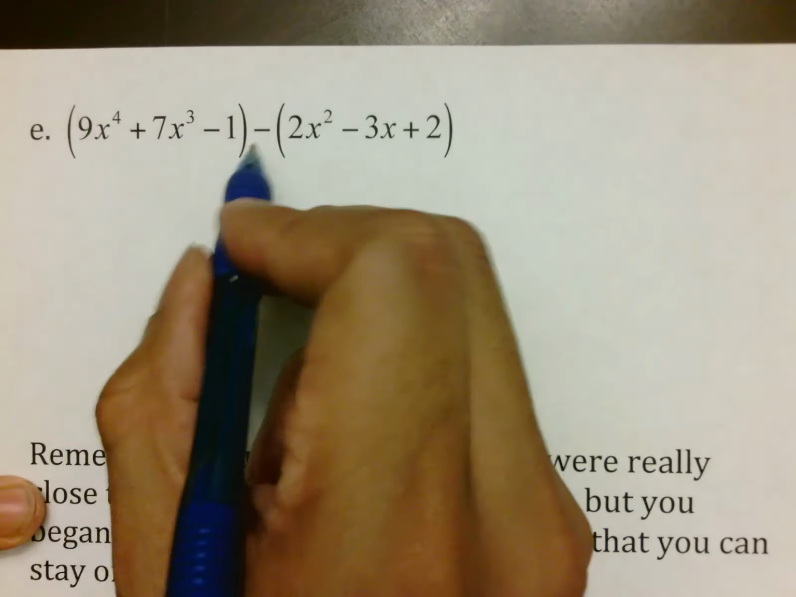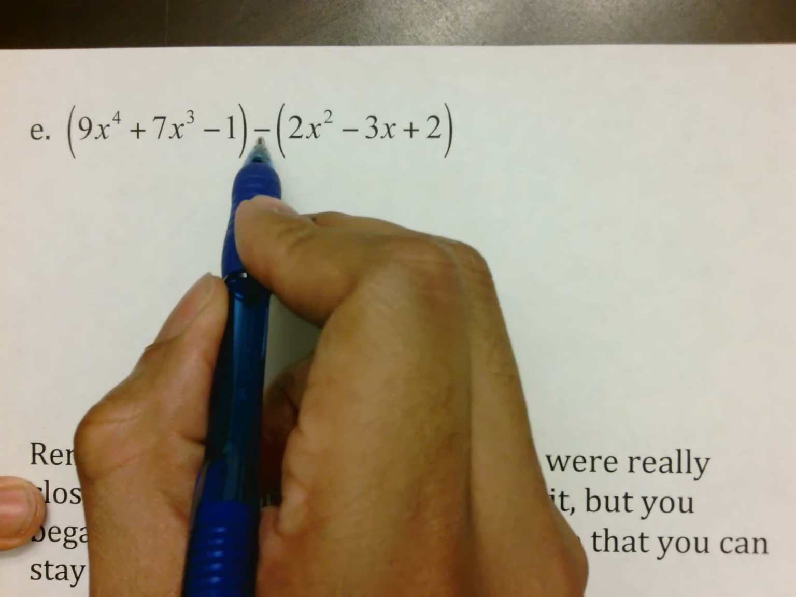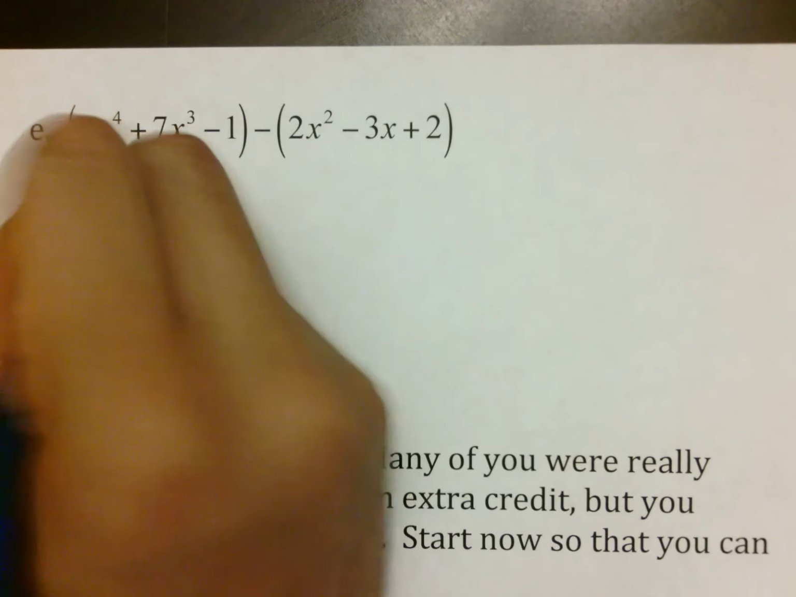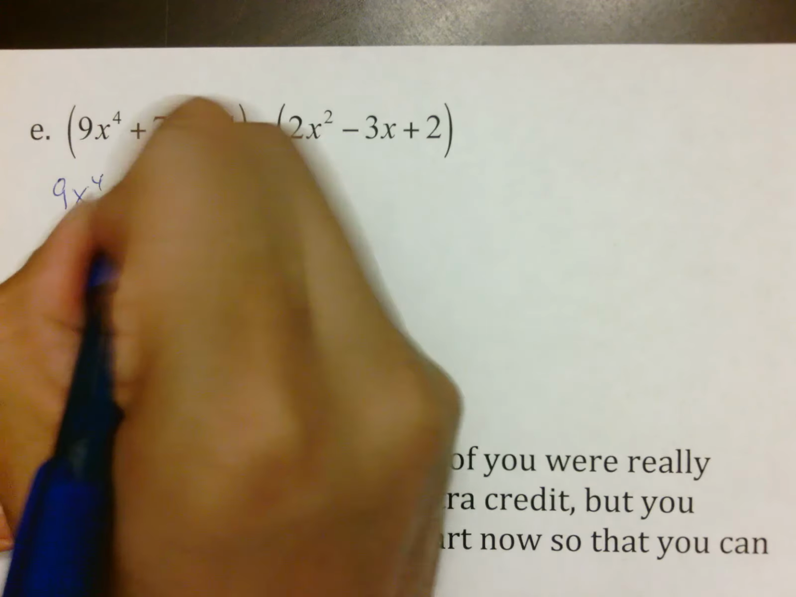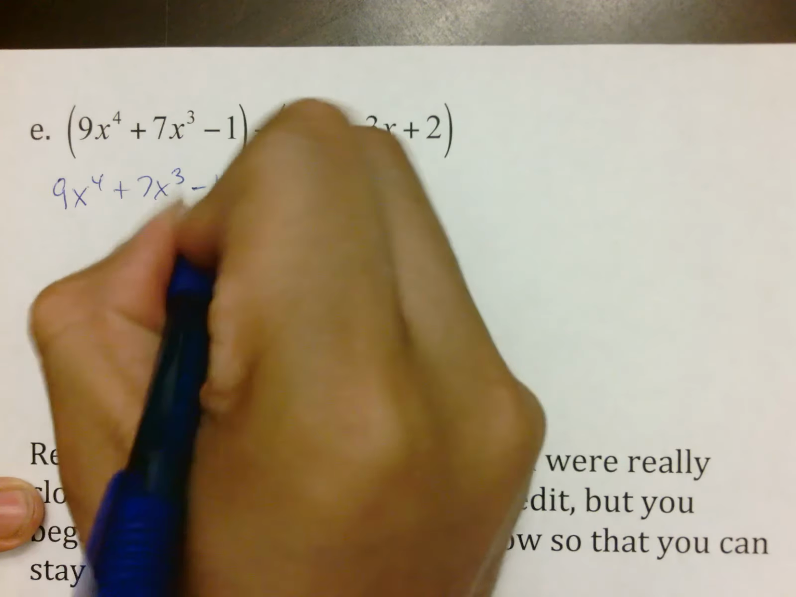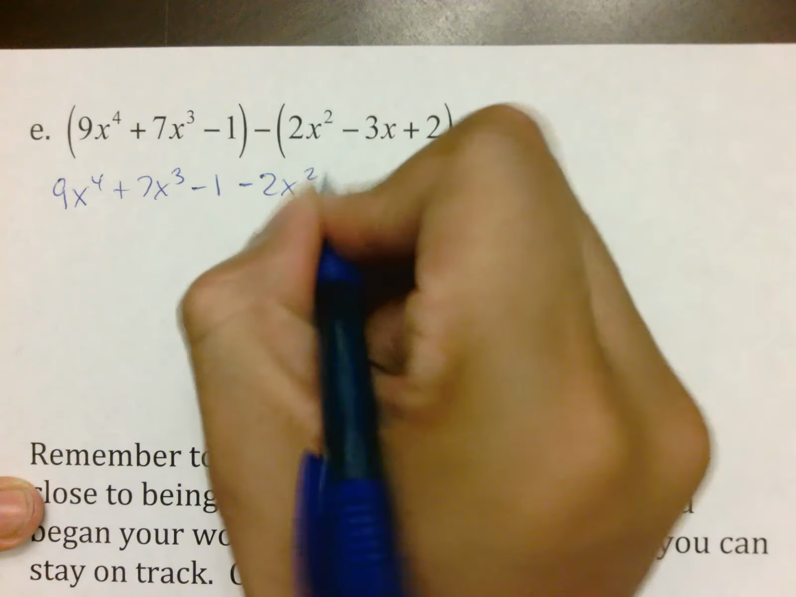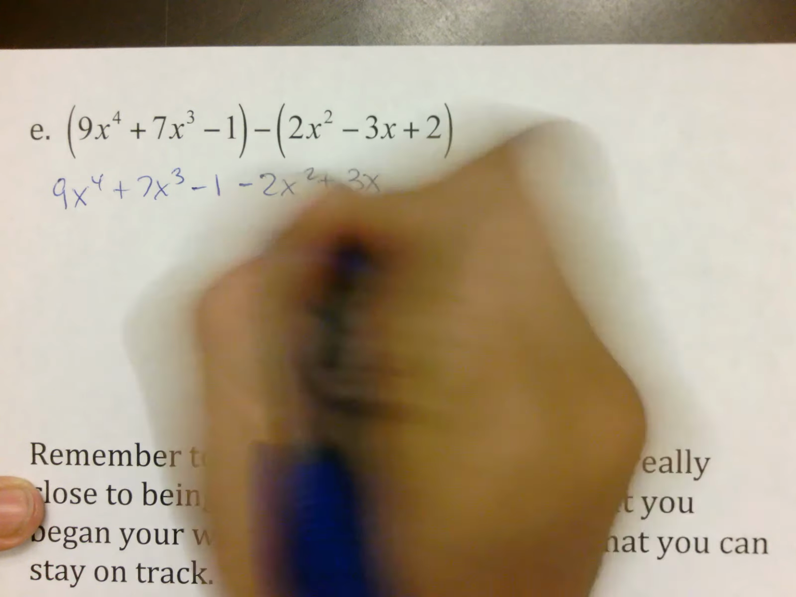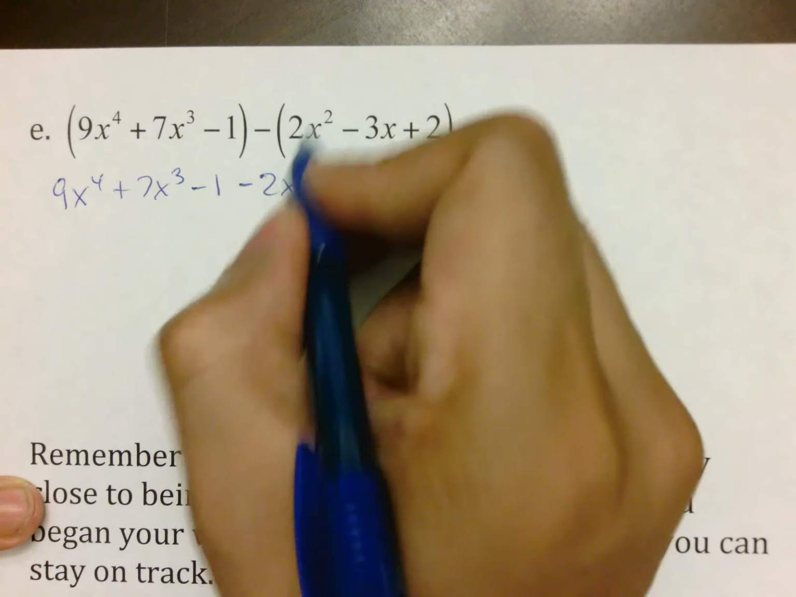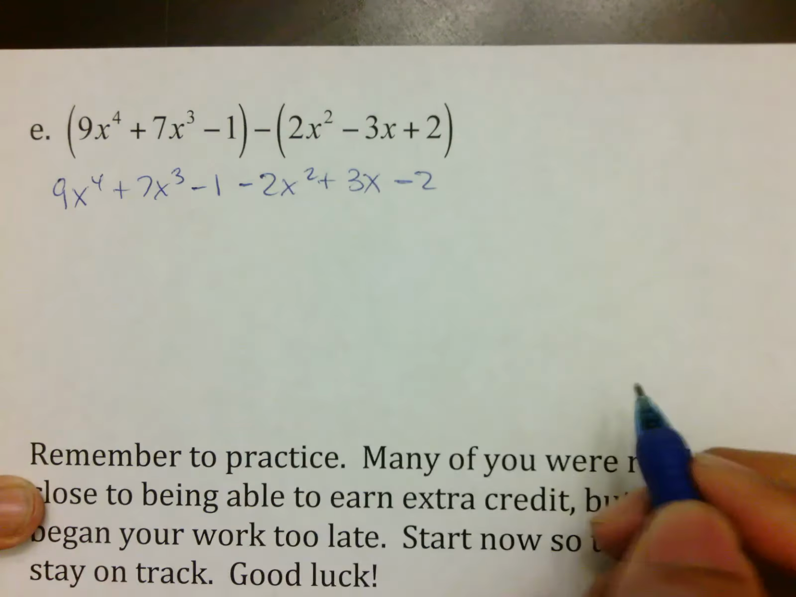Again, it's just a subtraction. That's what this simplify is. So we write it without parentheses first. So 9x to the fourth plus 7x to the third minus 1 minus 2x squared plus 3x, because that's a minus, and then minus 2. Again, don't forget these all should be opposite of what they are.